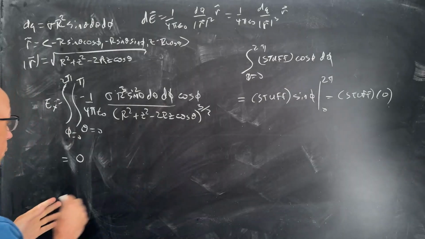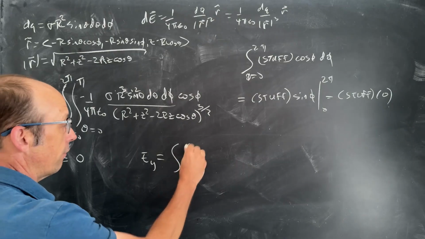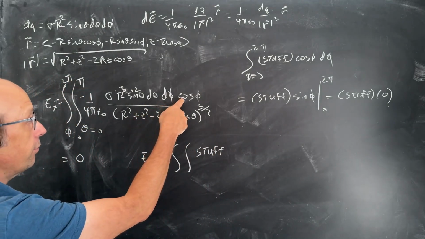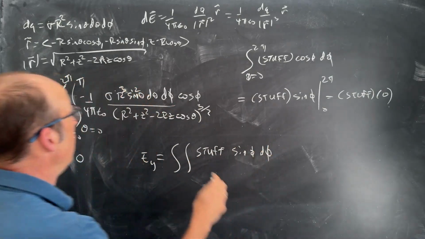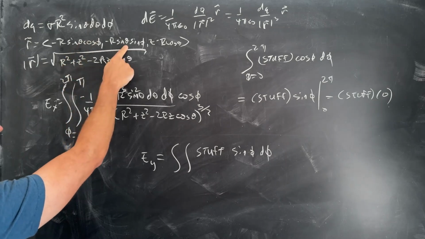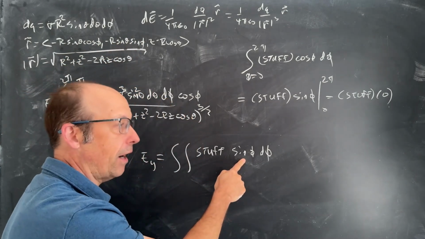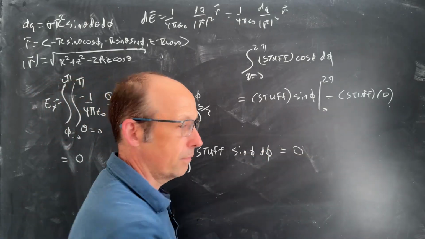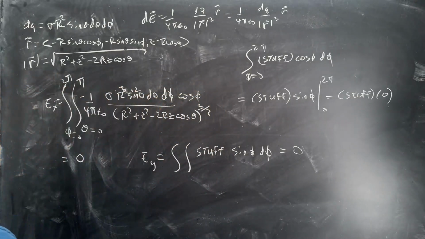Now, if we go back and do Ey, we're going to get the same kind of thing, right? We're going to get stuff. And then instead of cosine phi, I'm going to get sine phi d phi. But everything else is the same, right? Because the only difference between this and this is cosine phi and sine phi. So when I integrate that, I get negative cosine phi. But again, I'm evaluating from 0 to 2 pi, so I get 0. Again, you knew that. Don't act surprised. Okay. So there we go. The electric field is 0 in the x and y directions.